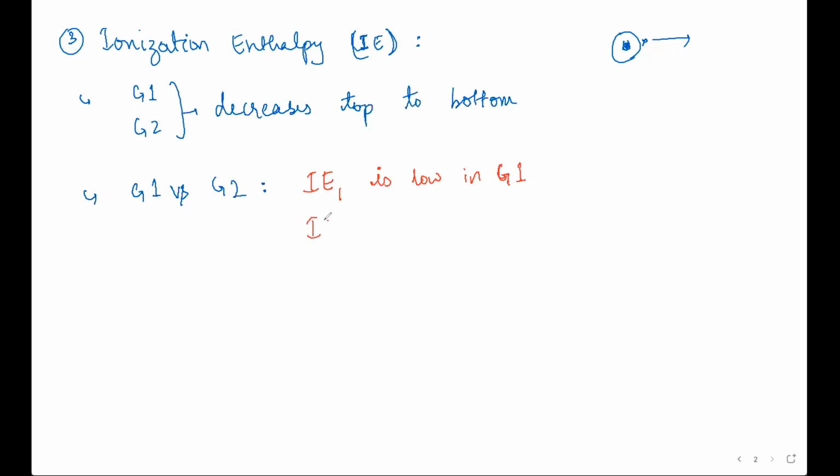Yes. And what about the second ionization enthalpy? The opposite. Yes. So IE for group 1 will be higher than IE for group 2. Yes. This is the second. Yeah. Correct. And the reason for this, like, why is this trend reversed when it comes to IE2?